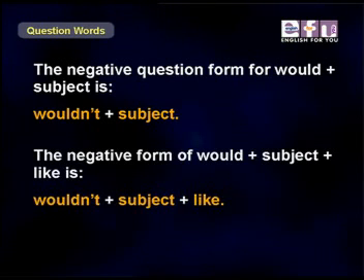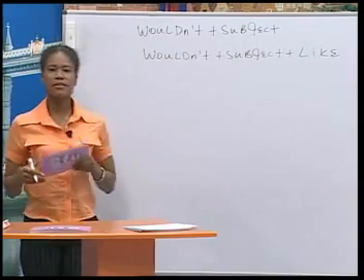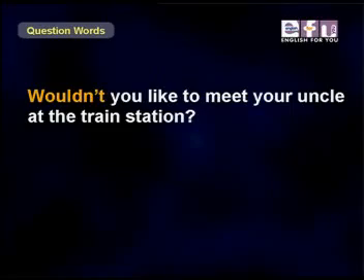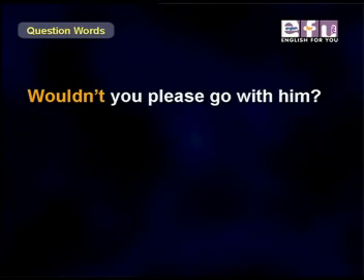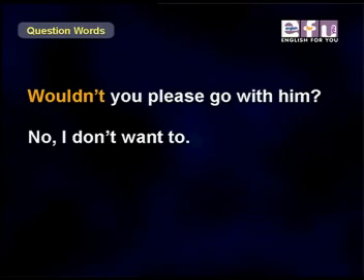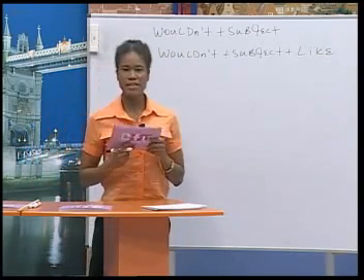Okay, and like we just practiced, we can say wouldn't plus subject plus like. Okay, take a look at some examples. Wouldn't you like to meet your uncle at the train station? Yes, I would like to meet him there. Next example. Wouldn't you please go with him? No, I don't want to. Okay, let's practice.